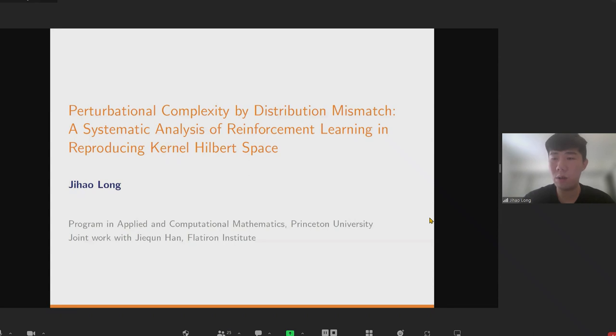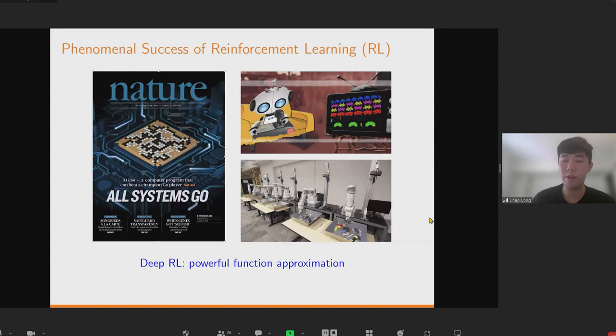Today, I want to talk about my recent work with Jiechun Han in Flat Terrain Institution about reinforcement learning in reproducing kernel Hilbert space. Reinforcement learning algorithms have achieved a huge success in Go, video games, and robotics. By utilizing powerful function approximations like kernels or neural networks, the practical reinforcement learning algorithms can deal with problems with a huge state space and high dimension. However, existing theoretical works mainly focus on the tabular setting, in which both state space and action space are finite, and the sample complexity is proportional to the size of the state action pairs. To explain the practical success of reinforcement learning and the power of function approximation, we will consider reinforcement learning with kernel function approximation in this talk.